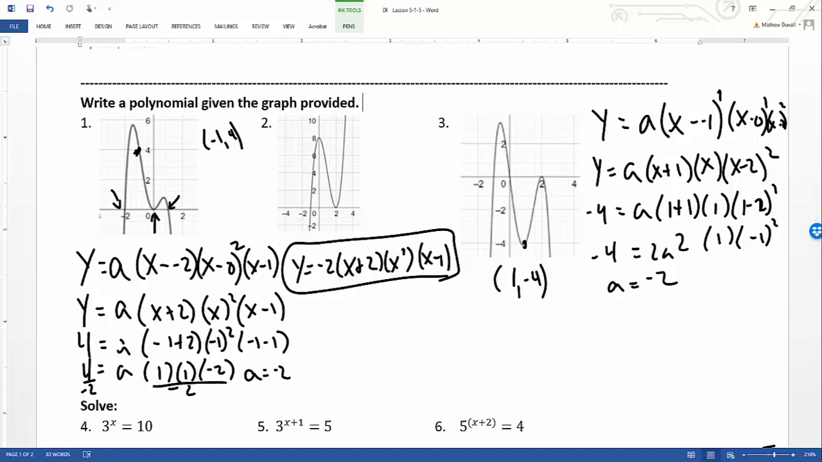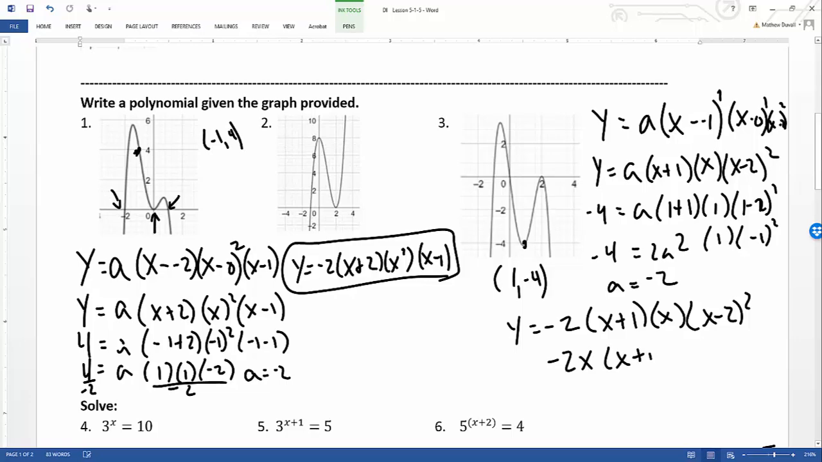Just happens that a is negative 2 for these. So y equals negative 2 times x plus 1 times x minus 2 squared. Now, you could also say it like this. And I could have done the same thing where I take the x squared and I could have put it in front here. It's all fine.